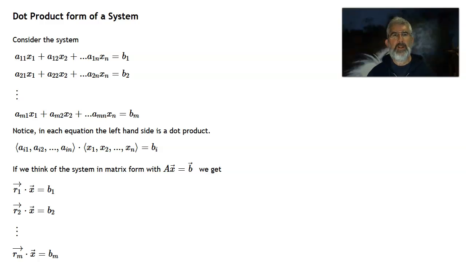In this video, we want to take a look at how the dot product can give us some insight into systems of equations. Remember, from the beginning of the course here, a system of linear equations looks like something like this. I've got m equations with n variables.